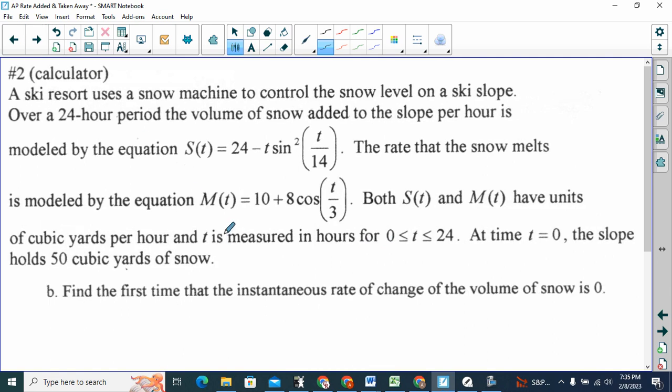Part B asks us to find the first time that the instantaneous rate of change of the volume of snow is 0. So we want the overall rate of change to be 0. So this is the rate at which snow is added, S of t, and then we want to take away the rate at which snow is melting. And we want that overall rate to be 0. So rate added minus rate removed, overall rate should be 0.